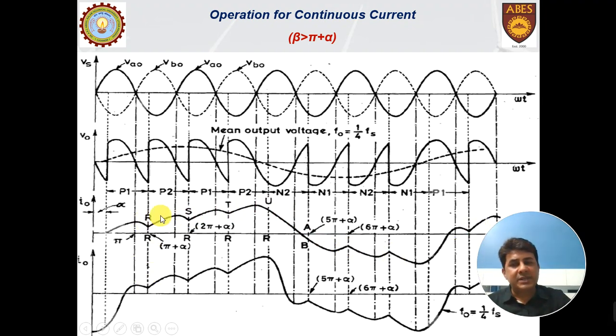There are two cases taken for different values of inductance at the output side. In this case, the inductance is a little higher. In this case, the inductance is a little low. So this will be the case when beta is greater than pi plus alpha, we will be getting a continuous current at the output.